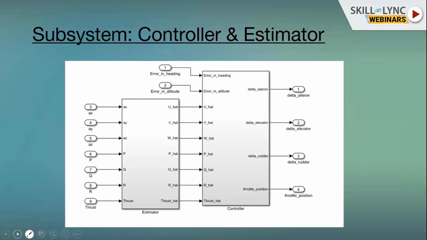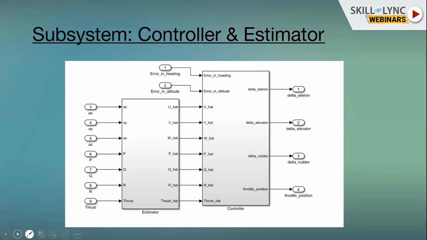So here is a controller and estimator system, which makes the autopilot. Why do we need an estimator? We need an estimator because the measurements that the accelerometers and gyros provide are not sufficient to design a control law. So you have measurements, and from measurements, you have to estimate the state. The state happens to be, for an aircraft, nothing but the velocities, the UVWs and the PQRs. So you need an estimator.